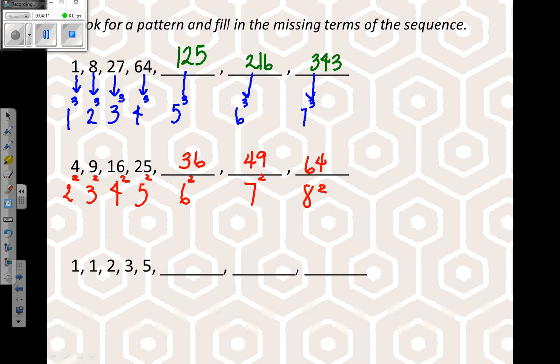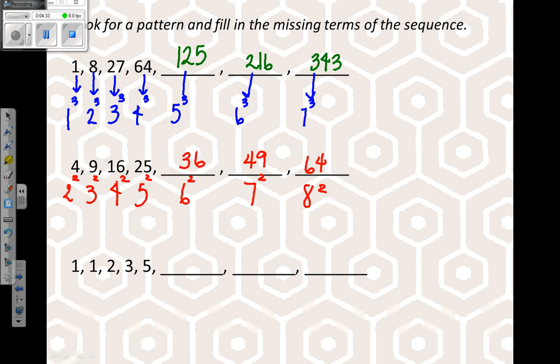For this last sequence, it's a little bit different. None of the numbers are being raised to a power. If I have 1, 1, 2, 3, 5, those are not perfect squares. They're not perfect cubes. I'm not adding on a constant number or subtracting off a constant number. So we have to look for something a little bit different.